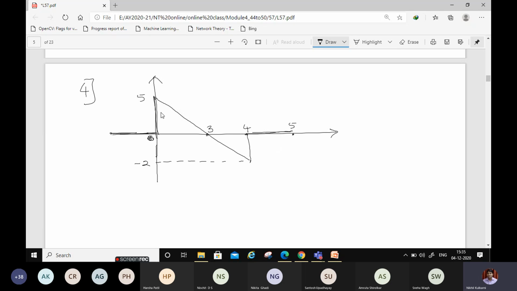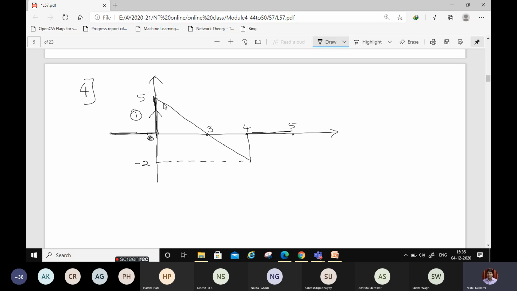Now you identify the kind of signals you have to model here. So this is one signal which is going upwards. Which kind of signal is it? Change in magnitude is happening 0 to 5. So it will be a unit step signal which is having the magnitude as 5 and it is starting at 0. So this is the first one.